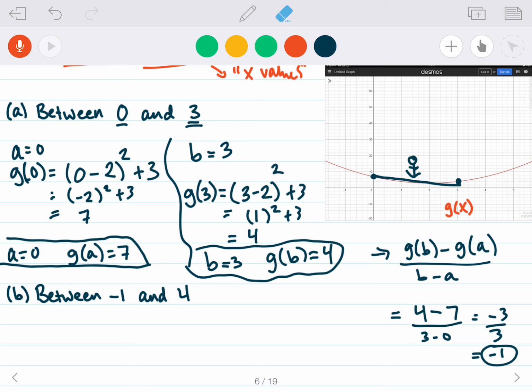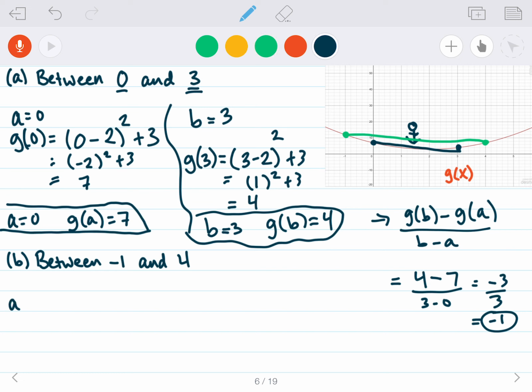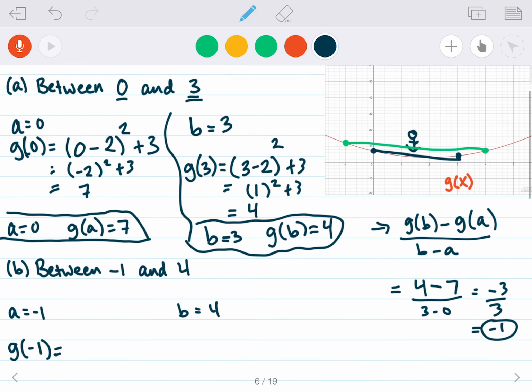What about between negative 1 and positive 4? So between negative 1 and positive 4 is going to be the steepness of that line segment. So what's the steepness of that line segment? Well, here our starting input is negative 1. Our ending input is 4. Now what is G of negative 1? That's our starting output. Well, again, we're going to just plug in negative 1 into our rule. Our rule is up here.